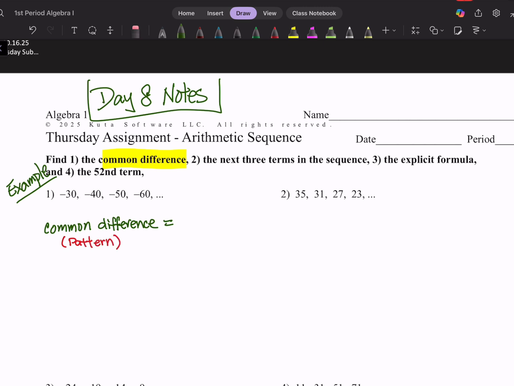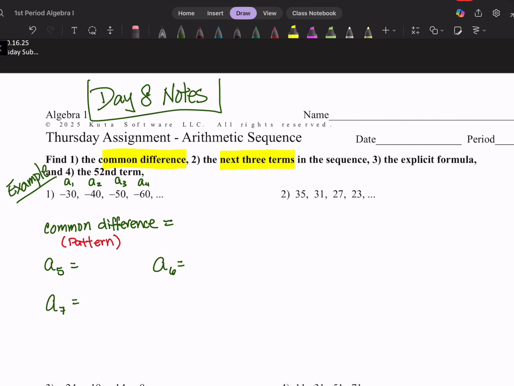2, I want you to give me the next 3 terms in the sequence. So there's 1. This is a sub 1. A sub 2, my second term, a sub 3, a sub 4. So that means I'm going to need to know what a sub 5 equals. I'm going to need to know what a sub 6 equals. And I'm going to need to know what a sub 7 equals.